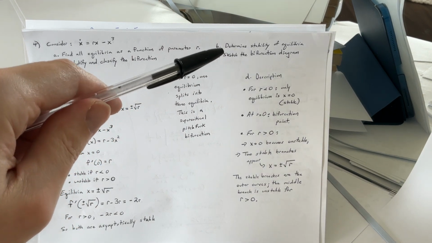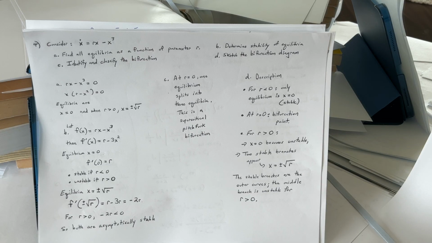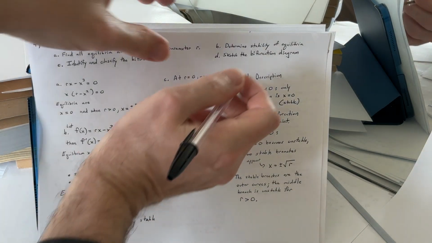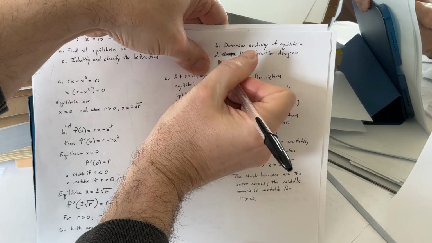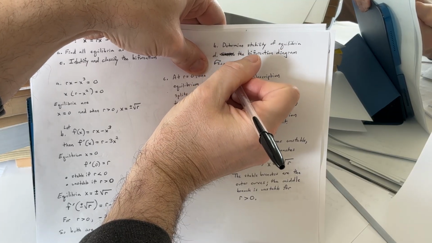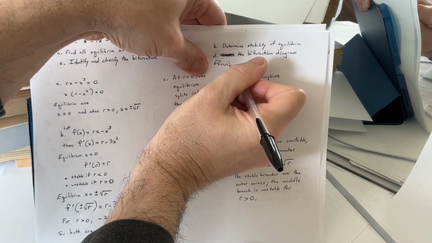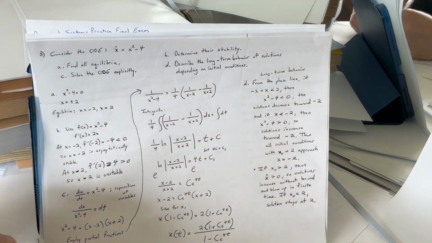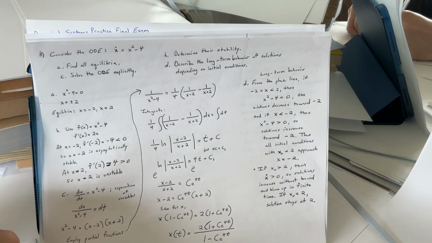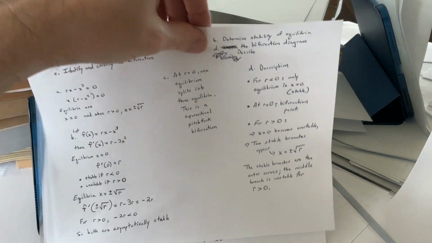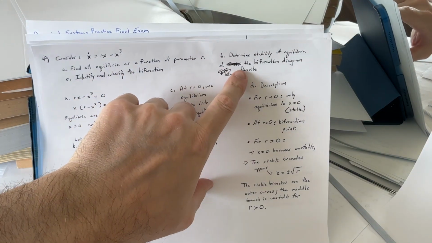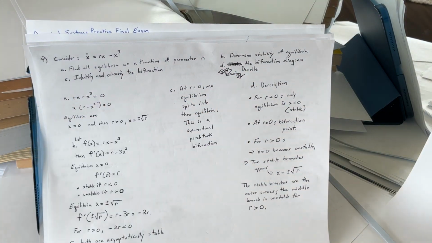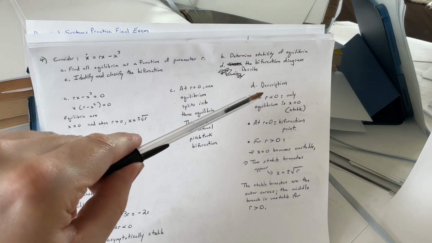And letter D, sketch the bifurcation diagram, but this was supposed to, I apologize, be describe. It's hard to write on here. Let me just put this down for a second. Describe. Okay, we're going to describe the bifurcation diagram. So we have a description here.